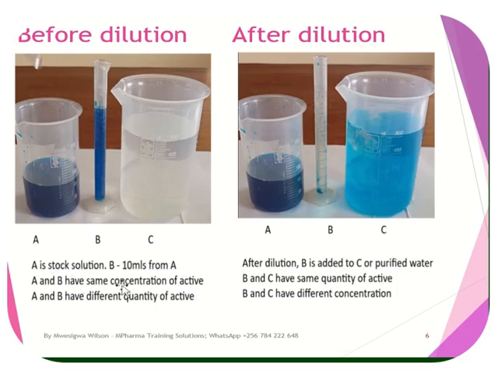So A and B have the same concentration of the active, but A and B have different quantity of the active. If I dilute, after dilution, I transfer B to C in this purified water, as you saw here. It means that B and C have the same quantity because there's nothing I've added there. They have the same quantity of the active, but different concentration because of different volume. So it is the opposite of the other, and you can just look at it and interpret it from there.